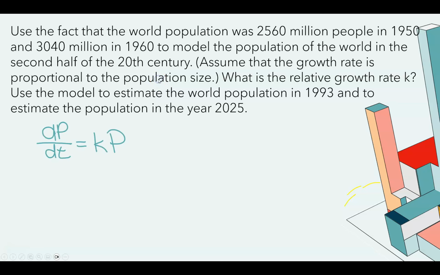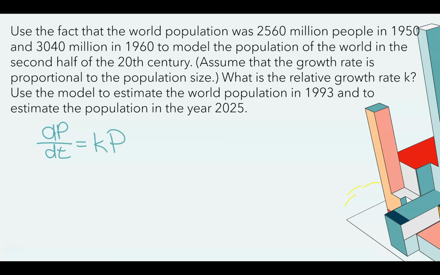Cool. What is the relative growth rate k? So I guess we have to find k separately. And then we're going to use that model to estimate the world population in 1993, which is in the past, so that's a nice check, and to estimate the population in the year 2025, which is when I'm recording this, so I guess that's the present.